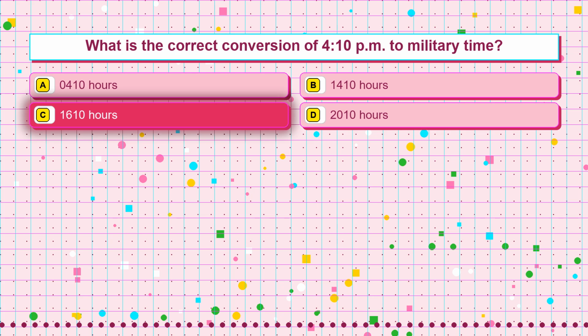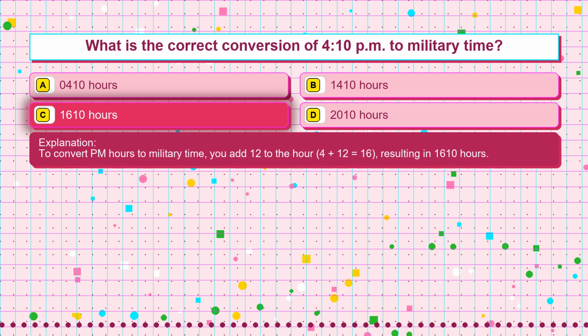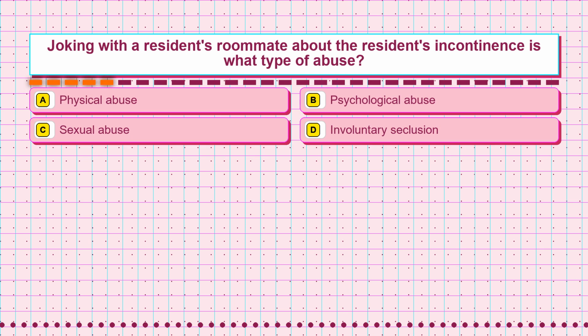The correct answer is option C, 1610 hours. To convert PM hours to military time, you add 12 to the hour. 4 plus 12 equals 16, resulting in 1610 hours. Question 29. Joking with a resident's roommate about the resident's incontinence is what type of abuse?